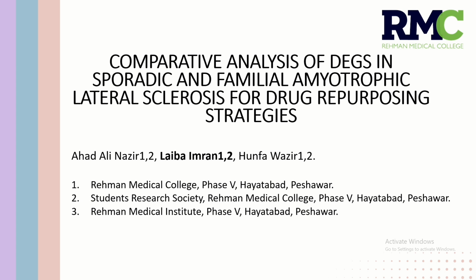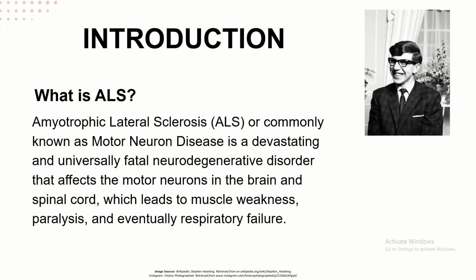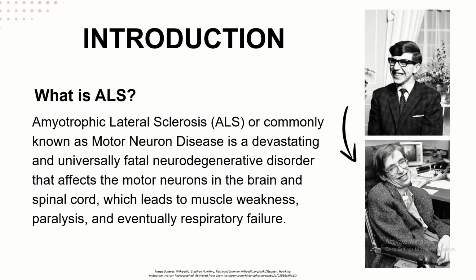lateral sclerosis or ALS. My name is Laiba Imran, and along with my team, we have dedicated our research to finding potential treatment options for this cruel disease. ALS is a progressive neurodegenerative disorder that affects motor neurons in the brain and spinal cord, impacting millions, including famous individuals like Stephen Hawking and the legend baseball player Lou Gehrig. And yet, we know so little about its origins, and worse, there is no cure.